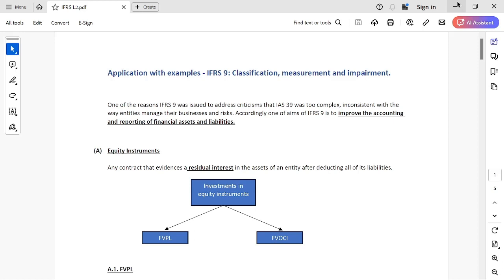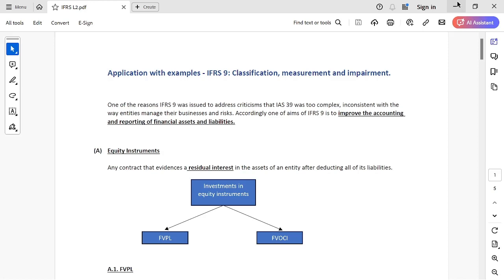I'll focus mainly on practical examples and the application, to see the debits and credits, to see the numbers. So it's not just theory. I'll focus more on the application, the examples, the debits and credits, and then we can look back at the theory and the verbiage of the standard.